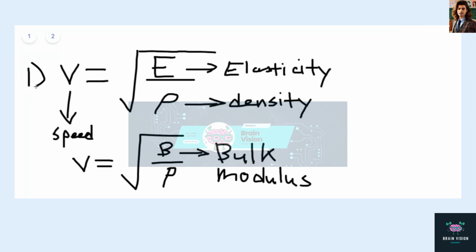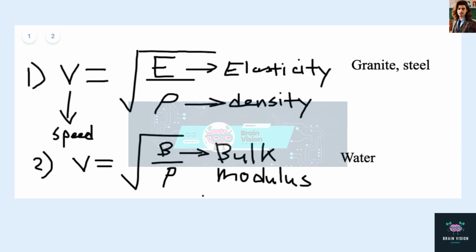Let's call these equations 1 and 2. Equation 1 is for granite and steel, and 2 is for water, because this top equation is only for longitudinal waves propagating in a solid, which granite and steel both are, and this equation here is for those waves traveling through a liquid or a gas. Water is a liquid, so this is the equation that applies.